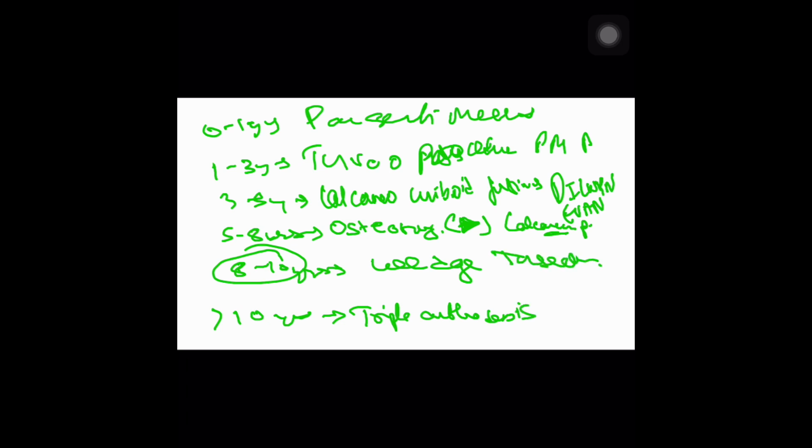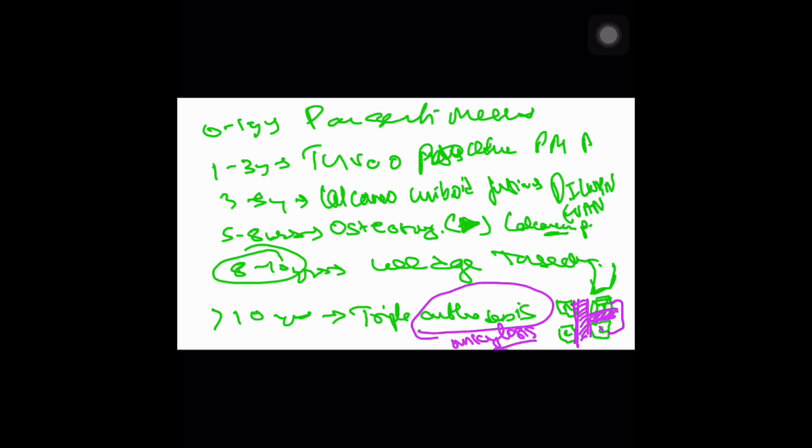Triple arthrodesis is important. This is your tibia, this is your talus, this is your calcaneum, this is your navicular bone, and this is your cuboid. So you are going to fuse this like a T. You are going to fuse the talonavicular, the calcaneocuboid, and the talocalcaneal joints, like a T. This is triple arthrodesis. Arthrodesis means surgical fusion. Ankylosis means it has been pathologically fused.